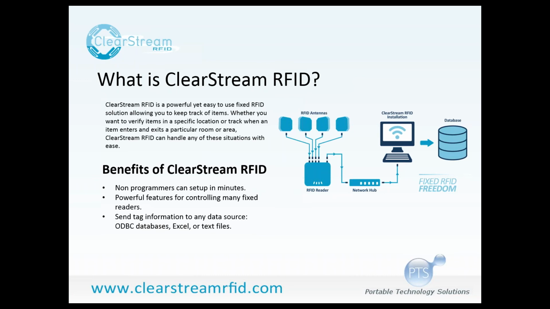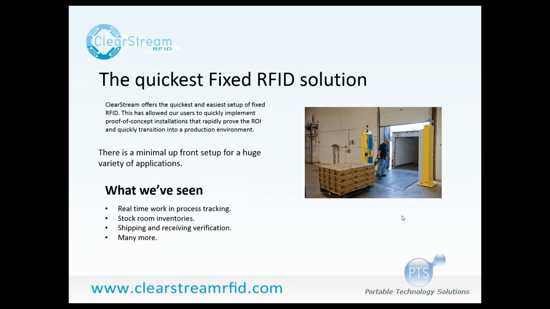What we like to say about Clearstream RFID is that it's the quickest fixed RFID solution. It really allows you to get up and running with fixed RFID quickly. You'll see that from the demonstration that I show you today, but it gives you features built into the software to find readers on your network and get them configured into your pre-existing system in a very minimal amount of steps. So in order to test fixed RFID and RFID reading performance in your environment, there's a minimal upfront investment on anyone using the system because they can get up and running quickly. Even if it's just with the trial software, you can get up and running quickly to test the tag performance.